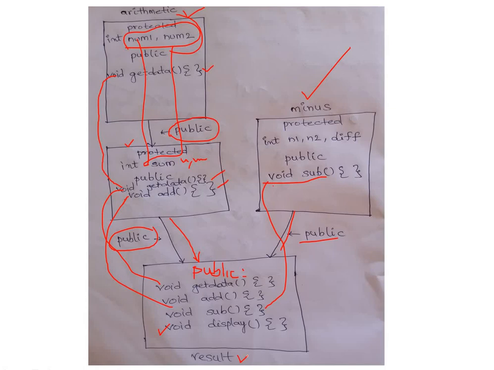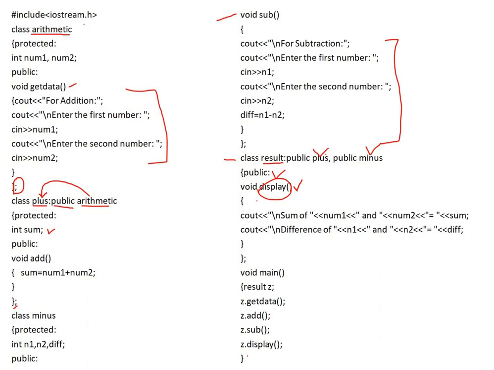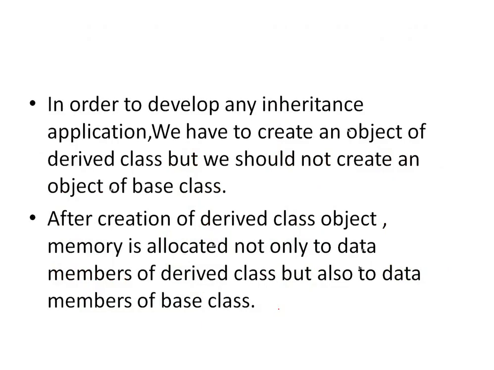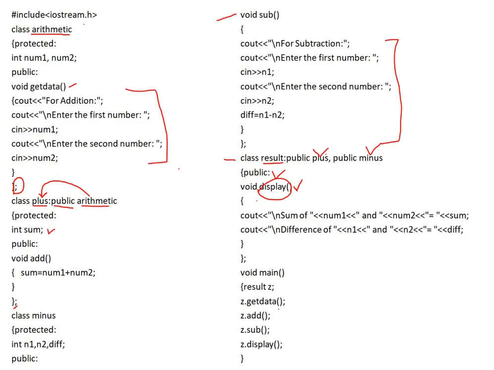Now let us go to the main function within the program, right? Here, what is the bottommost derived class? Result is the bottommost derived class. Okay, look here. In order to develop any inheritance application, we have to create an object of the derived class, but we should not create an object of the base class. Yes, here we have created an object of the bottommost derived class, that is result. Result is followed by z. Z is an object of the result class.